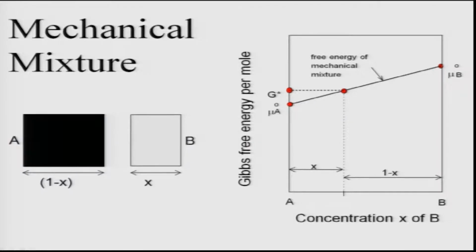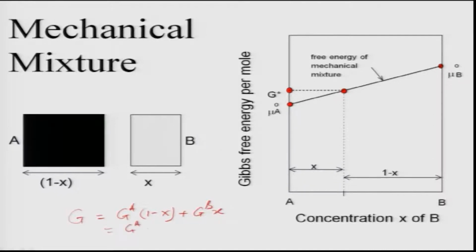Why? Very simple. G of A multiplied by 1 minus x plus G of B multiplied by x. What is the G of the system? So, I can write it like this: G of A multiplied by 1 minus x plus G of B multiplied by x, sorry. This is the equation of a straight line. How is it the equation of a straight line?